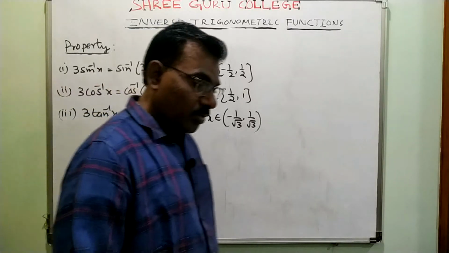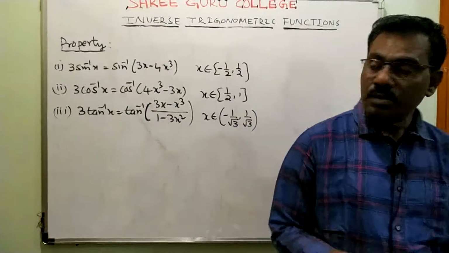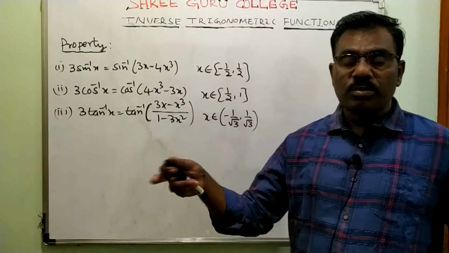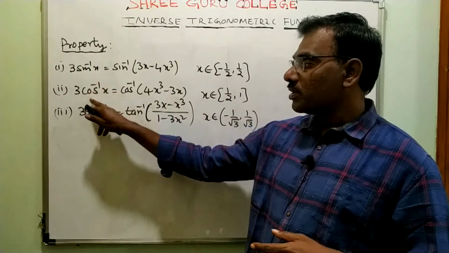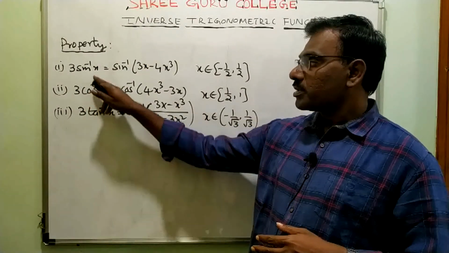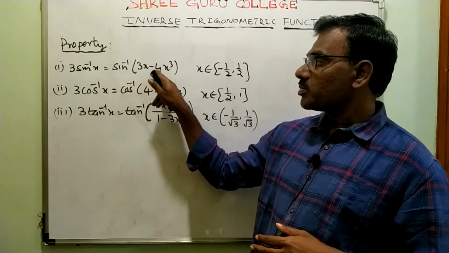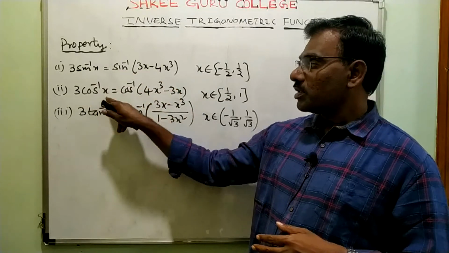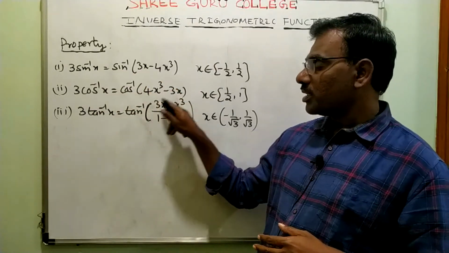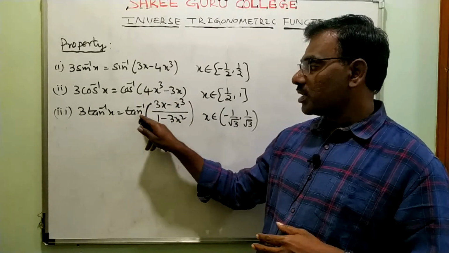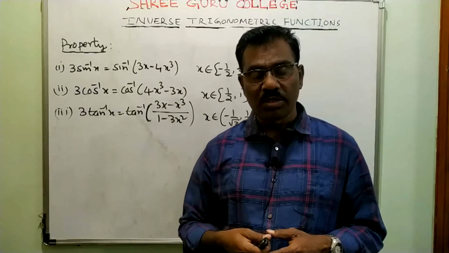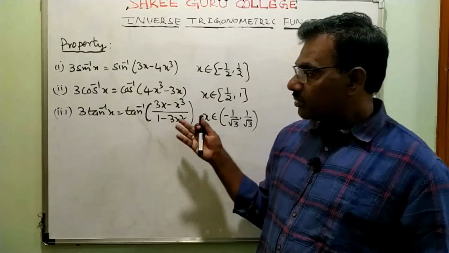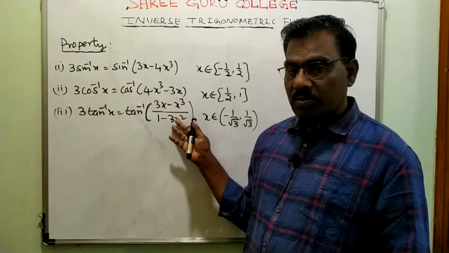So what is another property? The previous one was twice. Now here 3 sin inverse, 3 cos inverse, 3 tan inverse. 3 sin inverse x is sin inverse of 3x minus 4x cube. 3 cos inverse x is cos inverse of 4x cube minus 3x. 3 tan inverse of x is tan inverse of 3x minus x cube by 1 minus 3x square. So these problems come in differentiation by method of substitution. So these are the same problems.